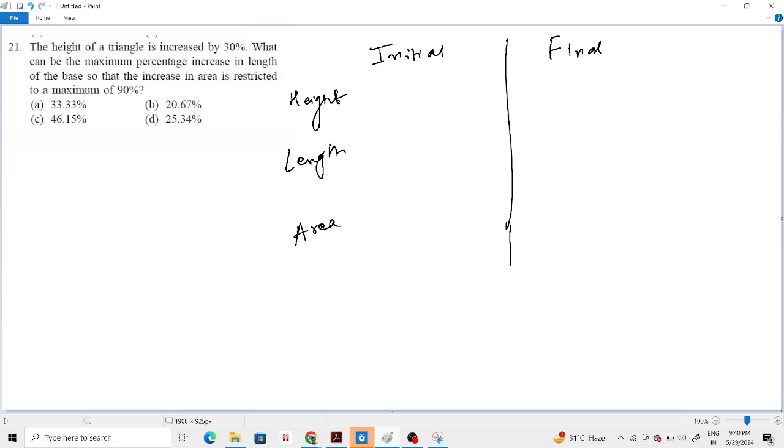So height of a triangle is increased by 30%. Okay, so you see we can do it by the 100 method. What can be the maximum percentage increase with length? So let me take the initial height as 100. So what is the final height? 130, right?